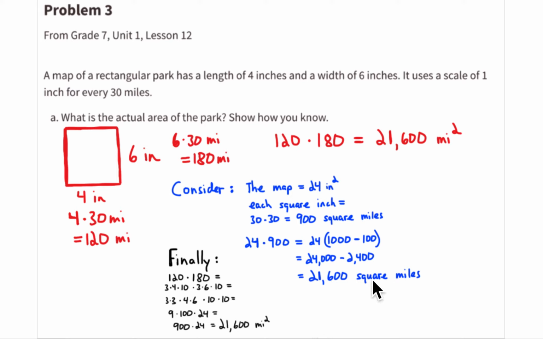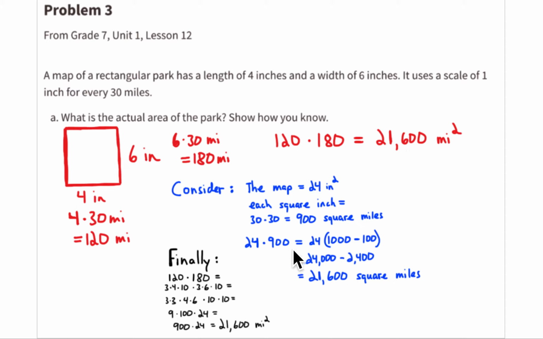Problem number 3. This one's tough. What's the area of the park? You have a map that's 4 inches by 6 inches, and each inch is equal to 30 miles. Well, that means that 4 times 30 miles, this length in real life, is going to be 120 miles. And 6 times 30 miles, this width in real life, is going to be 180 miles. Well, to get the area, you could just multiply 120 times 180 equals 21,600 square miles.